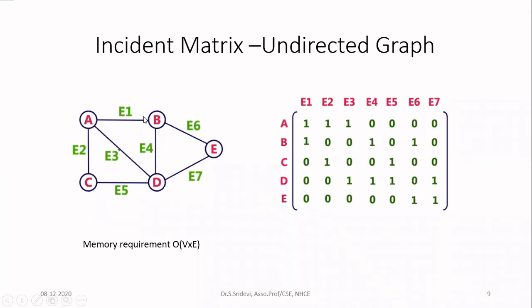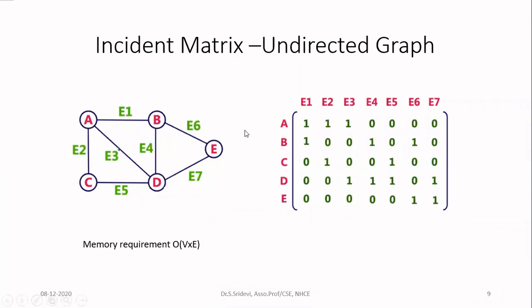If you consider node B, node B is connected with edges E1, E4 and E6. So I am considering row B, it is connected to E1, E4 and E6. So there you can write 1. In all the remaining columns you write 0. And here again the memory requirement is proportional to V cross E. So we will say that it is order of V multiplied by E.